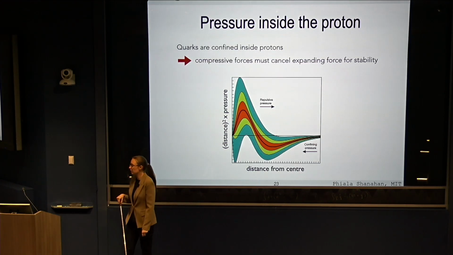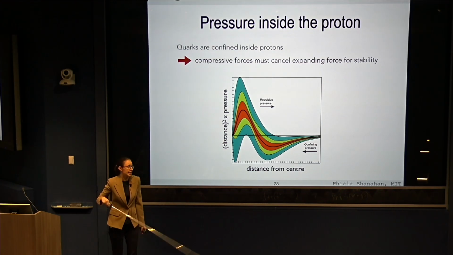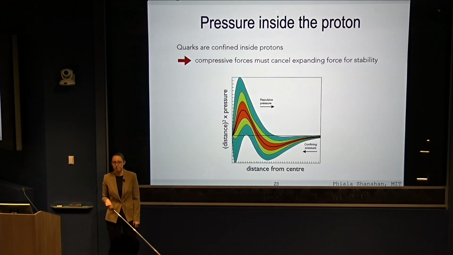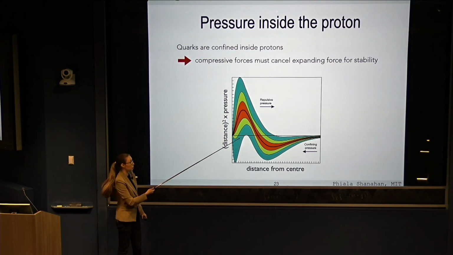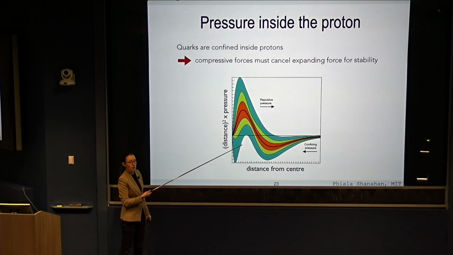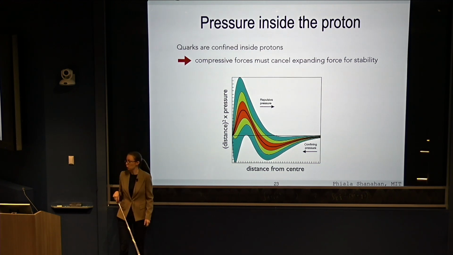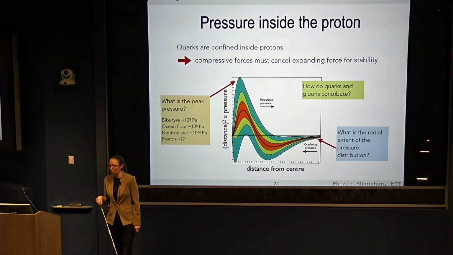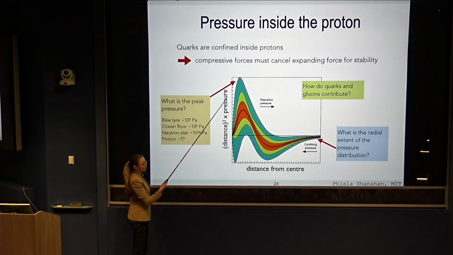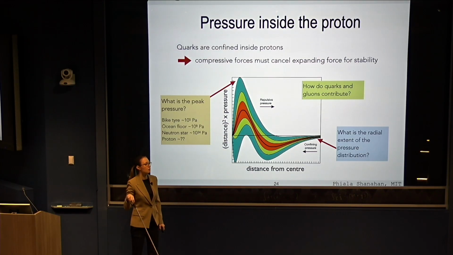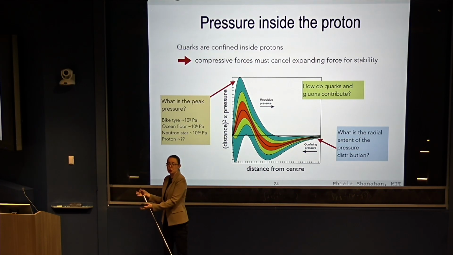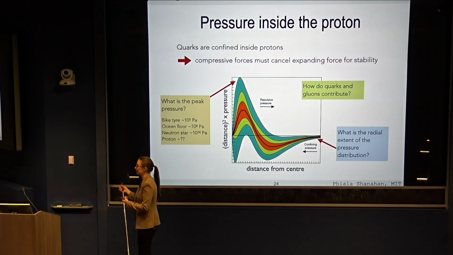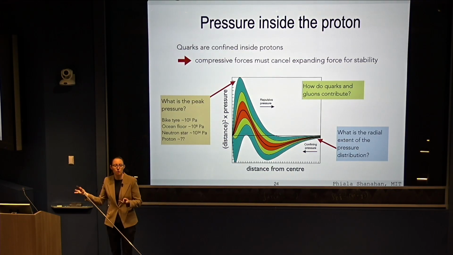And so if we draw a cartoon, it has to look something like this. If it goes up, it has to come down. It could go down first, then come up. We could have 2 humps, but it has to be approximately something like this, right? We can start to ask questions about this cartoon. We can say, okay, what's the peak pressure inside the proton? Is it more like a bike tire, that's 10 to the 5 Pascal? Is it more like the interior of a neutron star, the densest known object in the universe, other than black holes? That's 10 to the 34 Pascal.